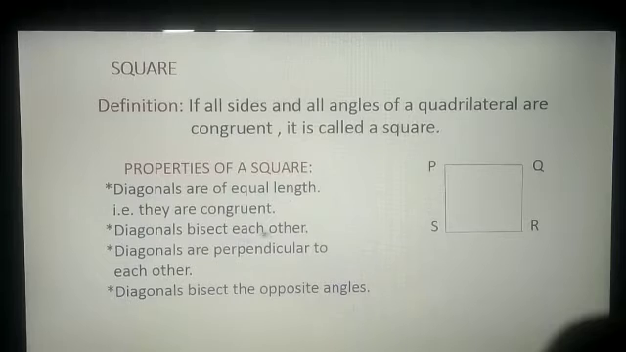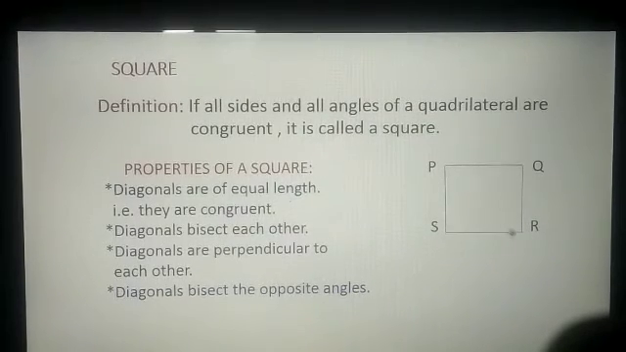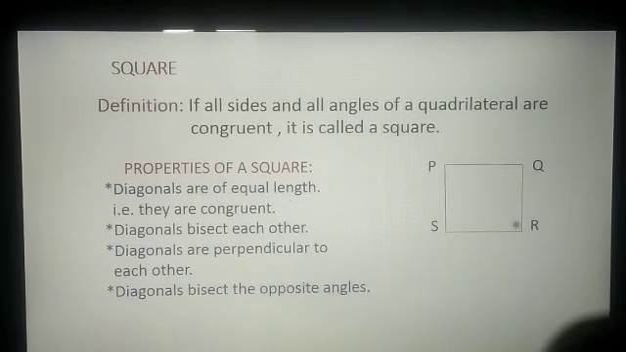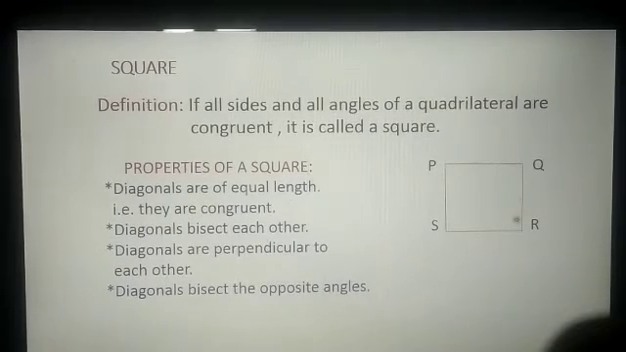Second property, diagonals bisect each other. That means they bisect each other at one point. Third, diagonals are perpendicular to each other. If you see diagonal PR and diagonal QS, they are perpendicular to each other. That means they form a right angle when they intersect each other. And the fourth property is diagonals bisect the opposite angles. Okay, so these are some properties of a square. We will see some activities based on rectangle and square, and their properties.